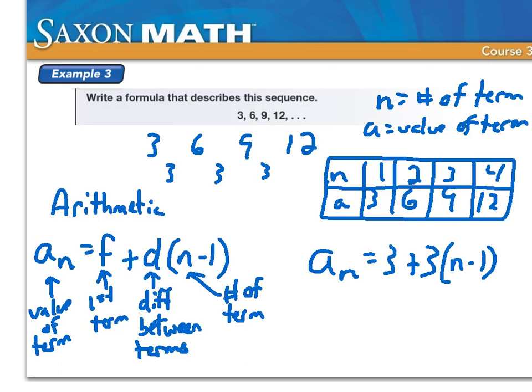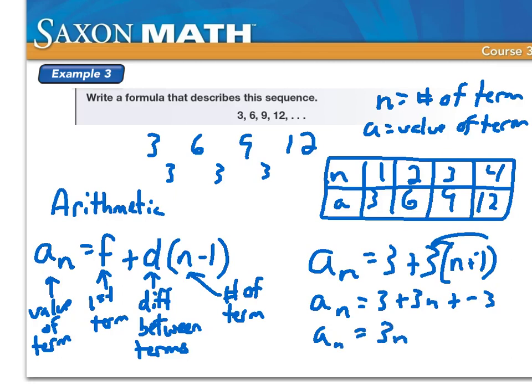Now, we don't need to leave this like this. We can distribute and simplify it as much as we can to make it easier on ourselves. If I distribute, I make this plus negative 1 to start with, so I get 3 plus 3n plus negative 3. The 3 and negative 3 cancel each other out, so that's the same as 3n. So this formula says the value of any term is 3 times the number of the term.